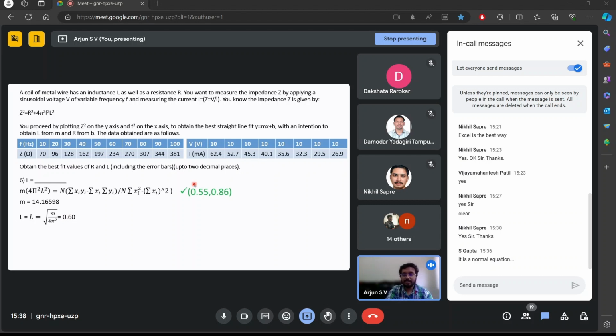The same thing, actually I don't have the slides, but the same thing goes for calculating the error values of L, as well as for delta L and delta R. So we have to submit that also. Yes, delta L and delta R. That will be the fifth and seventh question.